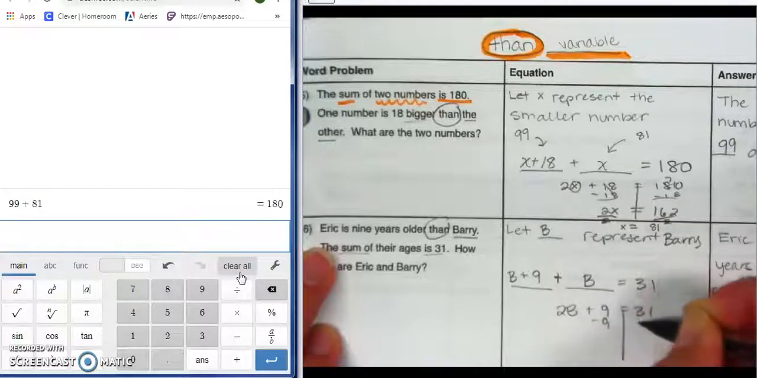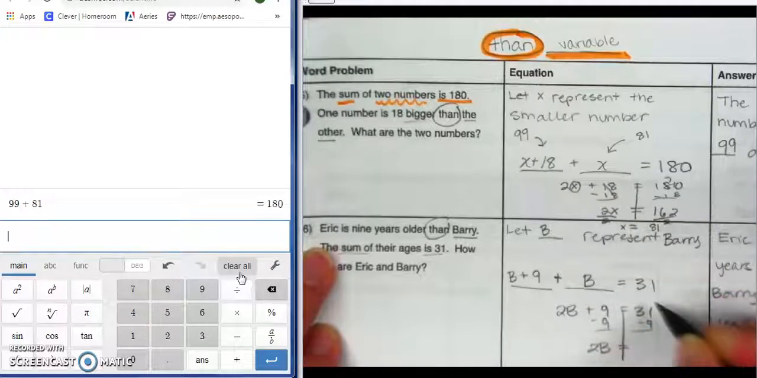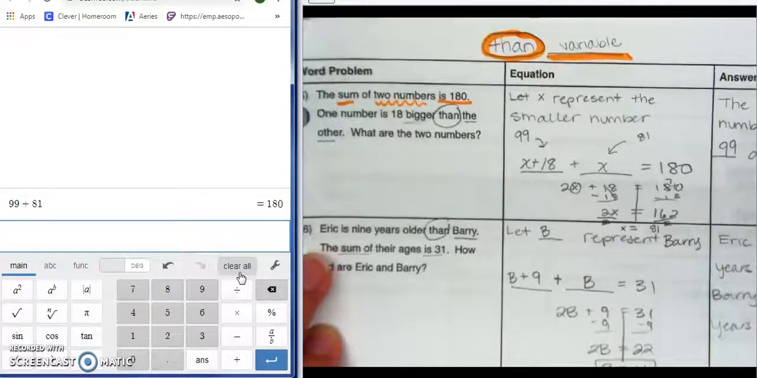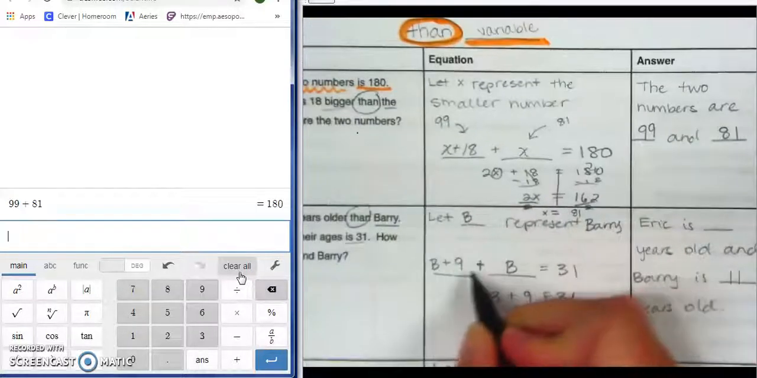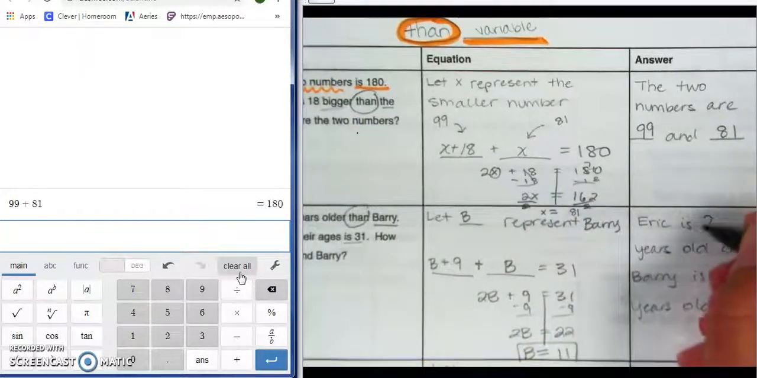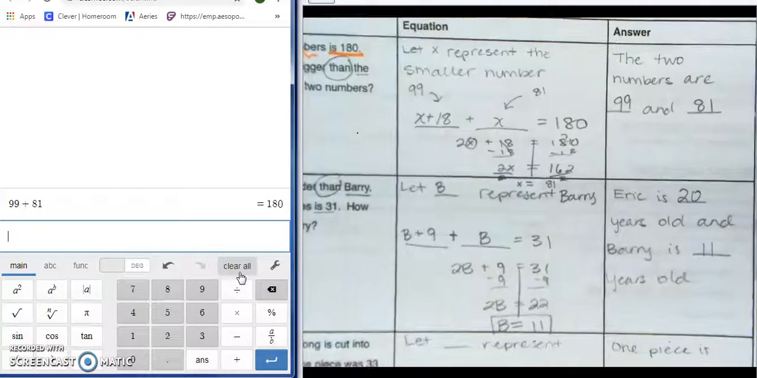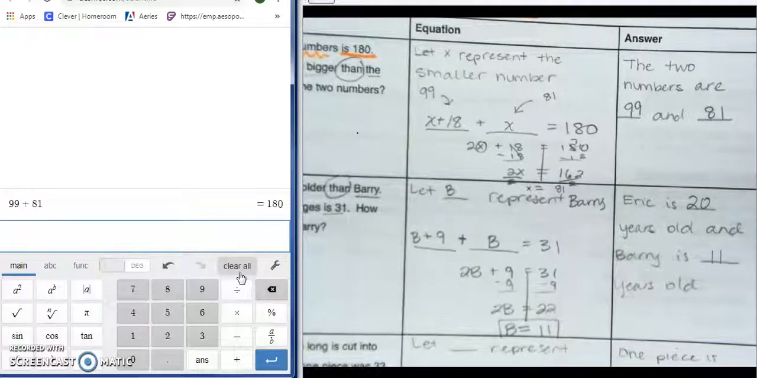We subtract that 9 from both sides. We get 2b equals, let's see, what's that going to equal? So 31 minus 9 will equal 22, which means b equals 11. But what does that tell me? Well, b was representing Barry, so that tells me Barry is 11. Eric is 9 years older, so Eric must be 20. Eric is 20 years old, and Barry is 11 years old. All right, go ahead and try number 7 on your own.